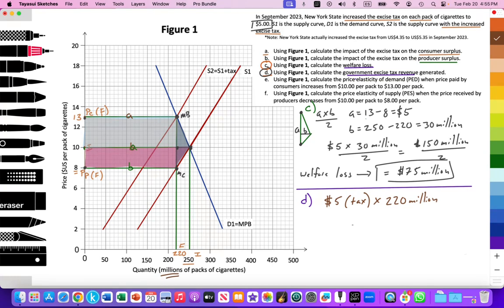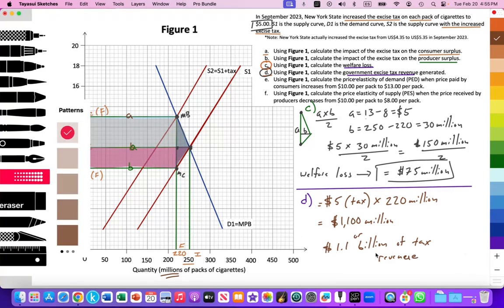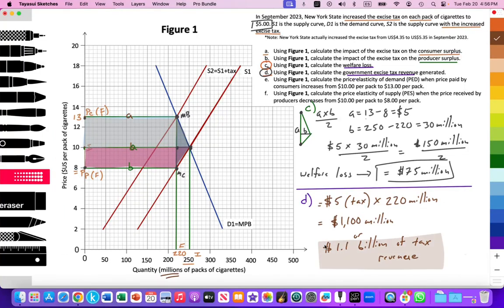And that works out to 1,100 million, or $1.1 billion of tax revenue collected by the state of New York with the imposition of that tax on an inelastic, addictive good like cigarettes. So there was my final answer, $1.1 billion of tax revenue collected. Great.